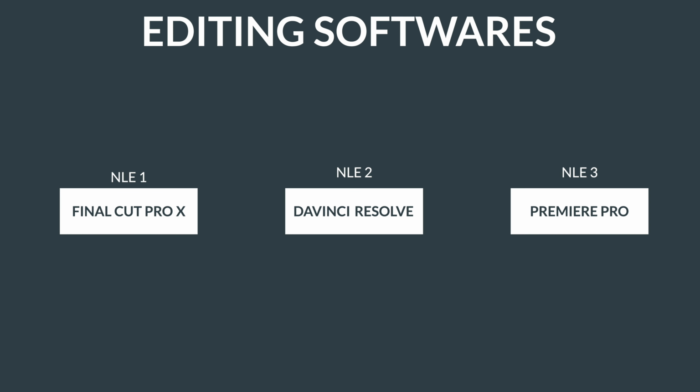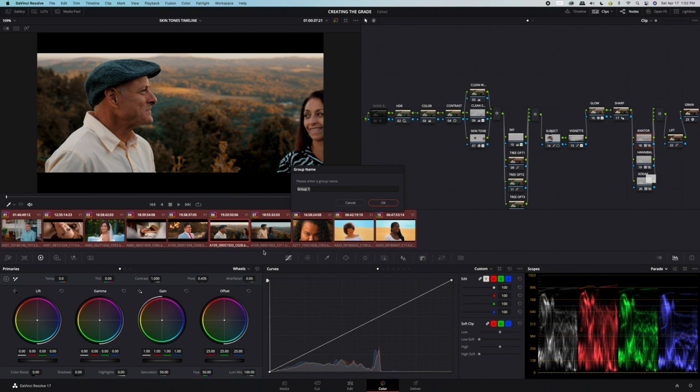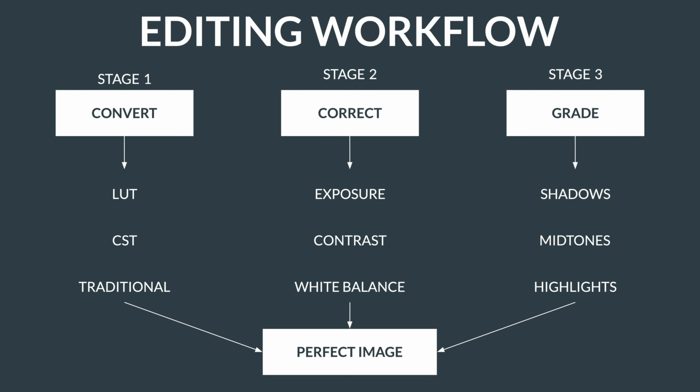Now, let's talk about processing. When it comes to processing, there are multiple NLEs that you can use to process your footage. You can use Final Cut Pro, DaVinci Resolve, or Premiere. I personally use DaVinci Resolve and Final Cut Pro every now and then. I don't use Premiere, and I don't necessarily recommend it. However, it is very popular for many reasons. With any of these NLE softwares, you can correct and convert and color grade your image as long as you follow best practices. The proper way to process your Sony Log 3 footage goes like this.